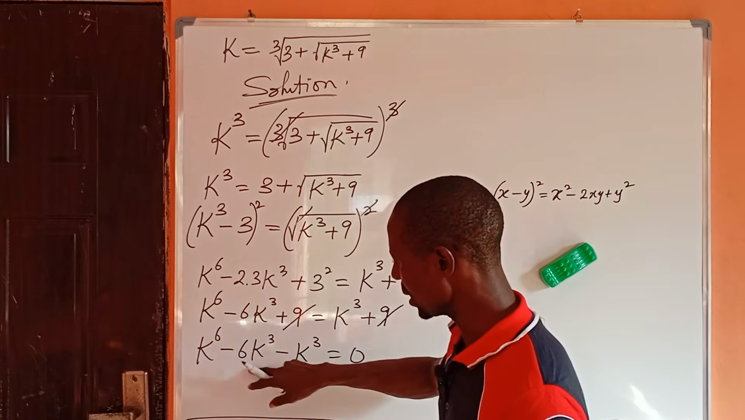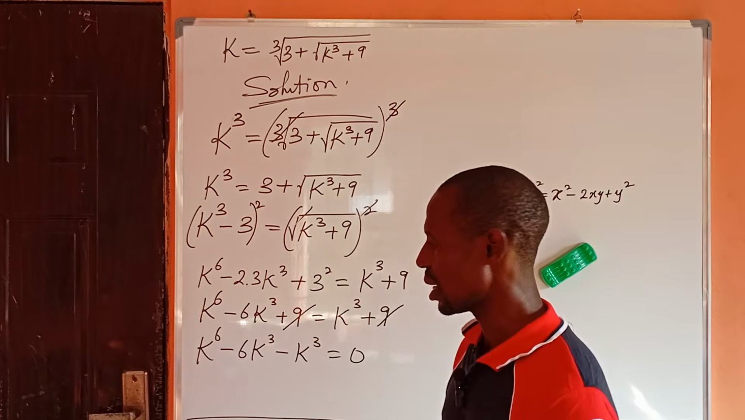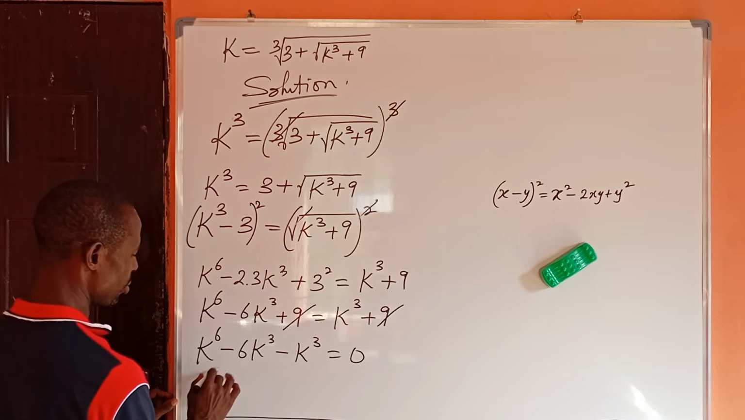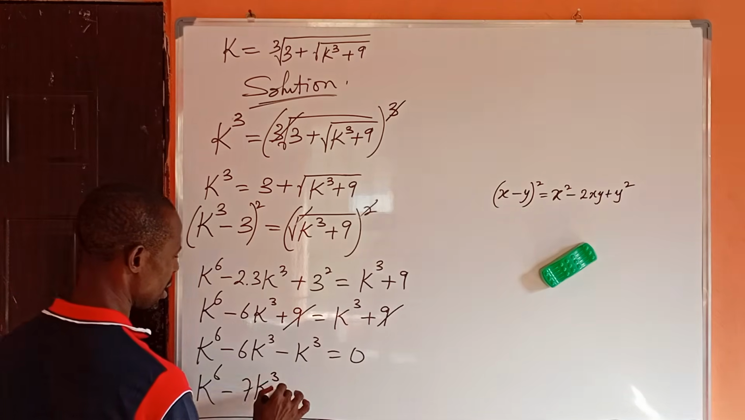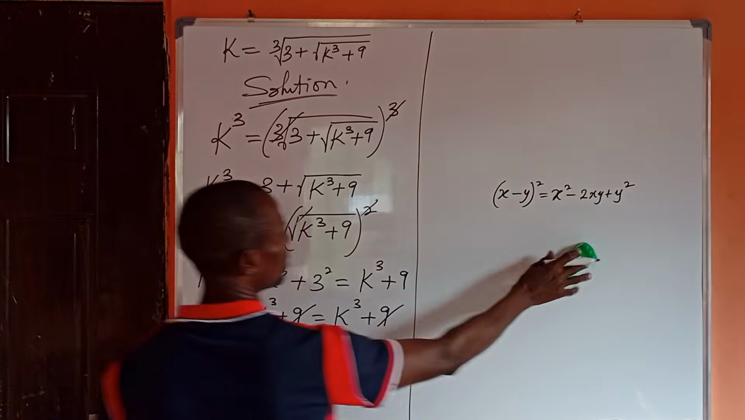So minus 6k to the power of 3 minus k to the power of 3 will give us minus 7k to the power of 3. So we have here k raised to the power of 6 minus 7k raised to the power of 3 equal to 0. Okay, so let's continue here.